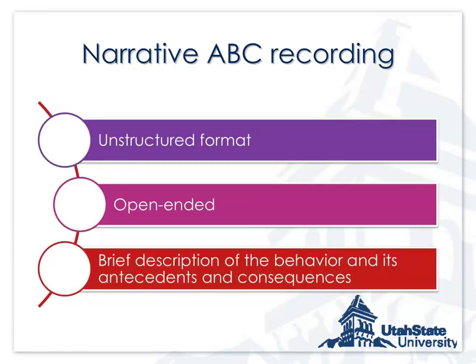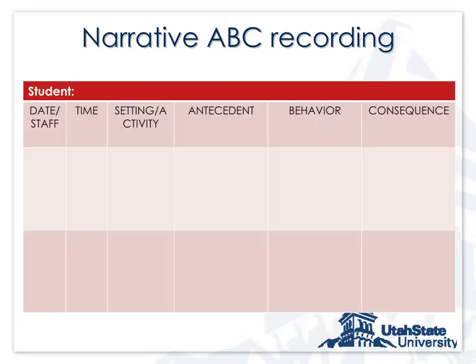Narrative ABC recording is a form of unstructured data collection that is open-ended. Every time the problem behavior occurs, the observer writes a brief description of the behavior, as well as the antecedents and consequences that occurred before and after the behavior. Here's an example of a datasheet commonly used for ABC narrative recording. It has a column for the time that the behavior occurred, the setting or activity in which the behavior occurred, as well as a brief description of the behavior that occurred and its antecedents and consequences.